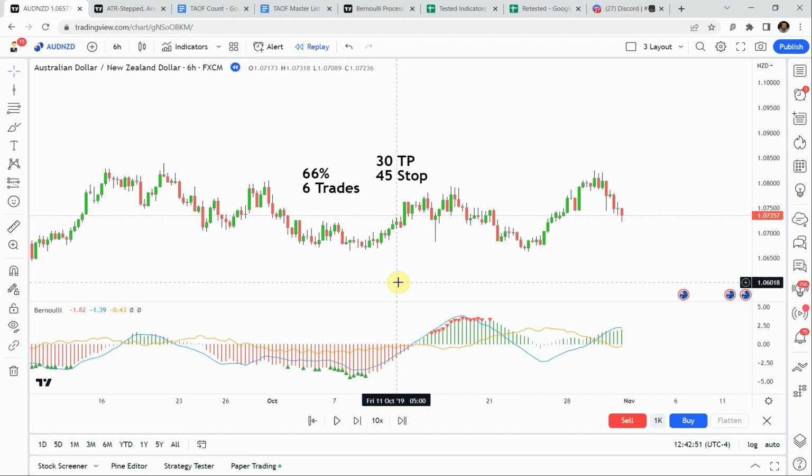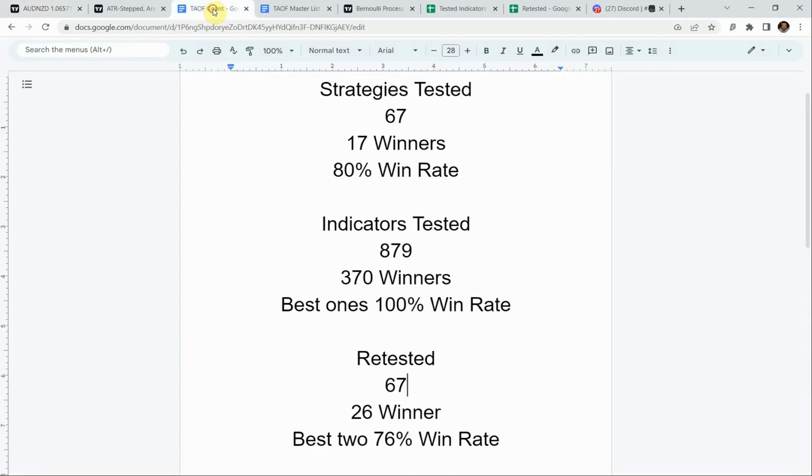All right, as I said, today we will be looking at an advanced testing of the Bernoulli indicator. Before we do, though, I wanted to put the testing scoreboard up for everyone to see. So to date, we have tested a total of 67 different strategies, with 17 of them being profitable. The best one so far was able to achieve an 80% win rate. That is the strategy that we have developed here on the channel.